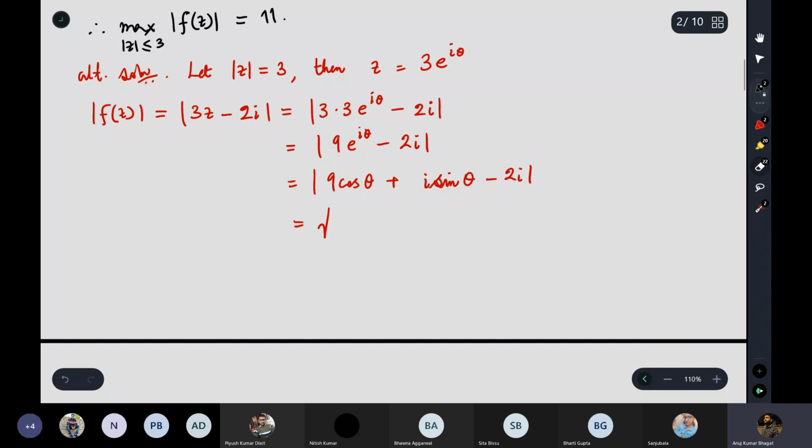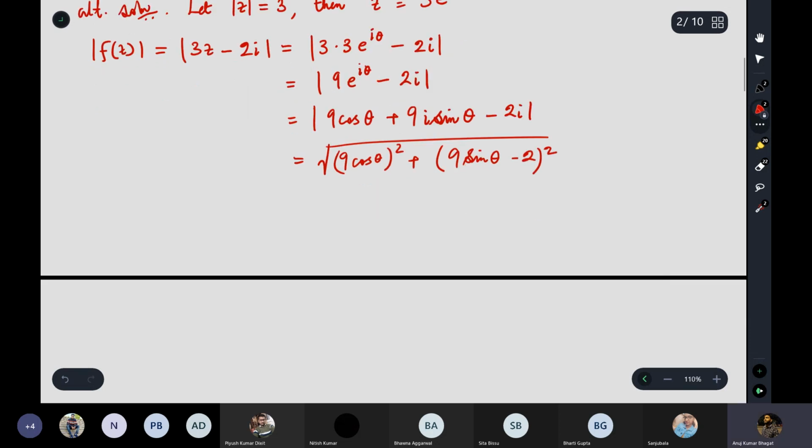Right. So this is (9 cos theta) whole square, and what is the imaginary part? (9 sin theta minus 2) whole square. So what is this? This will become root over of, just simplify. So this is 81 cos square theta plus 81 sin square theta plus 4 minus 36 sin theta.